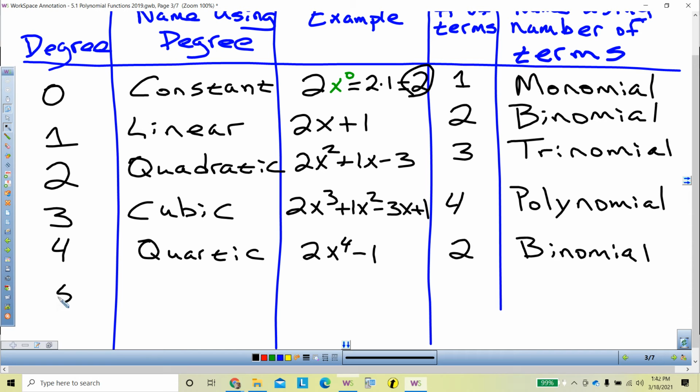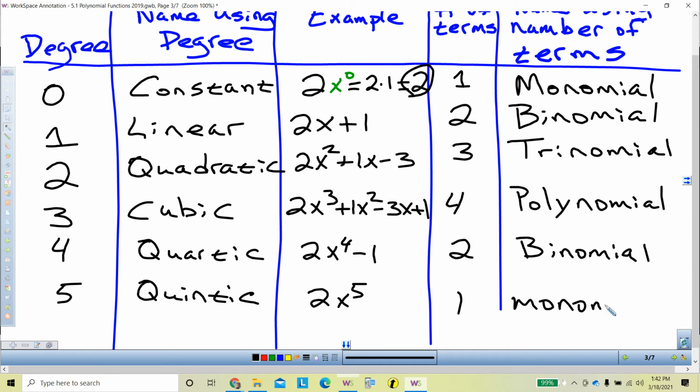Think about that. 5th degree. I don't have a little trick for 5th, sorry. Quintic is the word. So a quintic, I'll just make it a monomial, like 2x to the 5th, one term, monomial. So this kind of question on your test a month from now is perfect for multiple choice. It makes it really easy to make a multiple choice one for this. So yeah, you'll see a multiple choice for this.